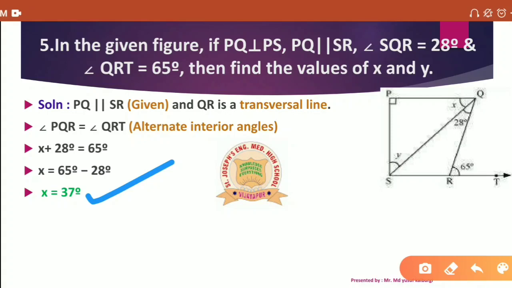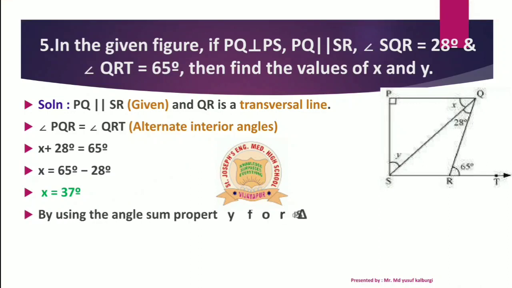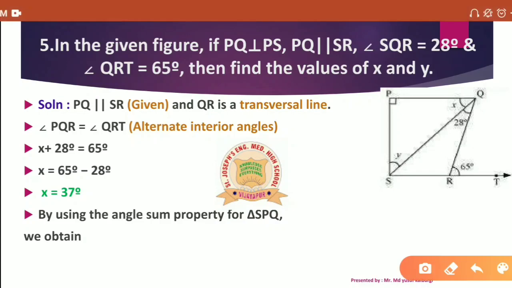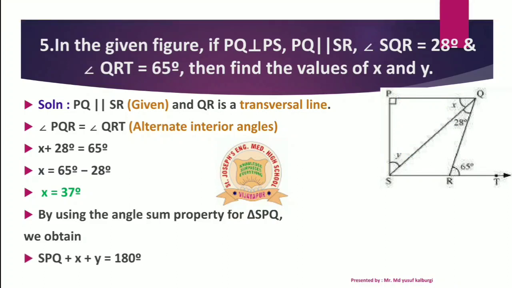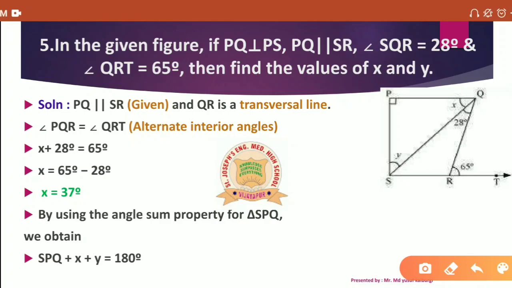Now we have got the value of X. Just observe, we have got this angle, and we know this angle is equal to 90 degrees, because they are perpendicular. So can we apply the angle sum property? By using the angle sum property of a triangle, for triangle SPQ, we obtain angle SPQ plus X plus Y is equal to 180 degrees, because the sum of three angles of a triangle is equal to 180 degrees. So let us write that one. SPQ plus X plus Y is equal to 180 degrees. Two angles we know here. SPQ is 90 degrees, and angle X we have found here. So let us substitute those values in that equation.